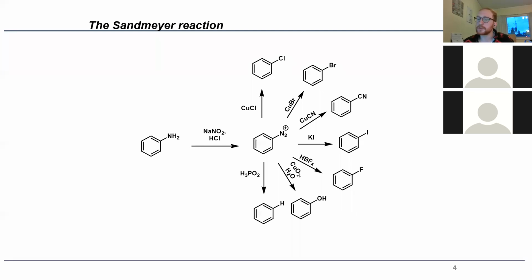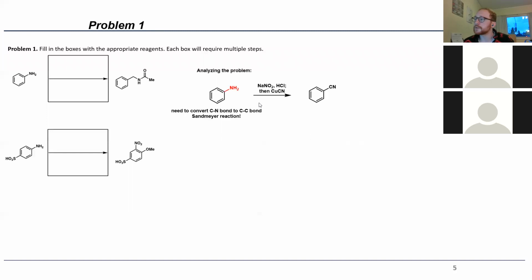And so the key to this problem was the recognition of the fact that you could use the Sandmeyer reaction to replace the carbon-nitrogen bond with a carbon-carbon bond. And so very simply, if we treat this compound with sodium nitrite and then copper cyanide, we can install a nitrile. And we know that the nitrile group can be reduced using lithium aluminum hydride to the corresponding amine, and then that amine can be protected as the amide to give our product.